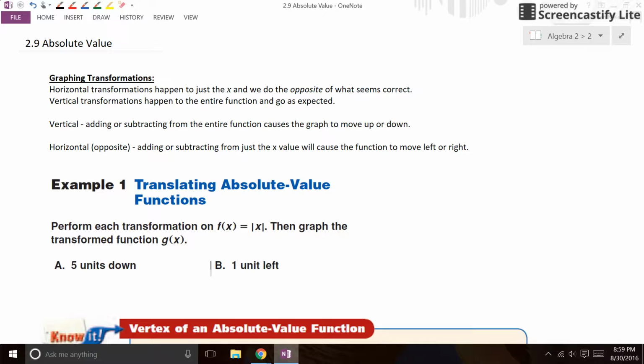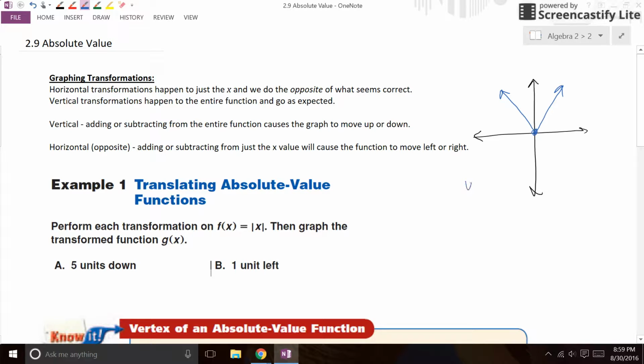So let's talk about absolute value. And really what we're talking about here is graphing transformations. First thing I want you to know about absolute value is that the graph is a V-shaped graph, right? So absolute value, when you go to graph it, it looks like this. That's what it looks like, a nice V-shaped graph.